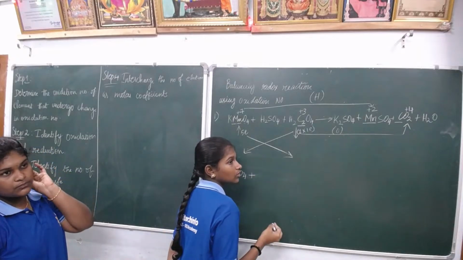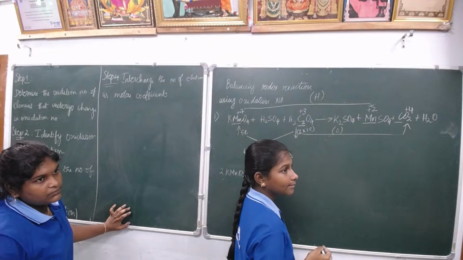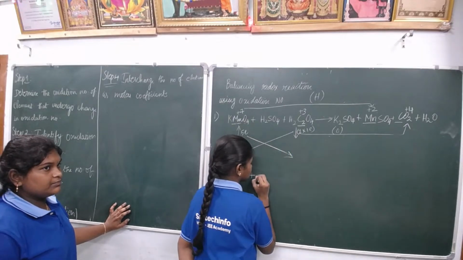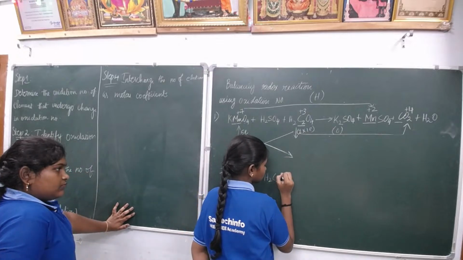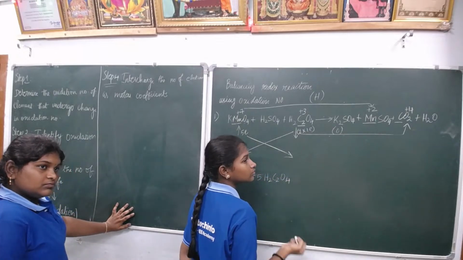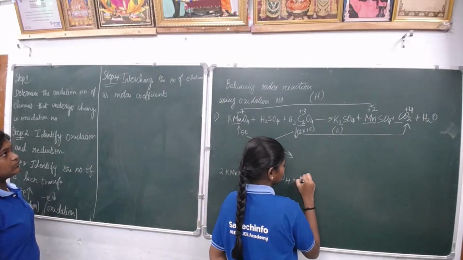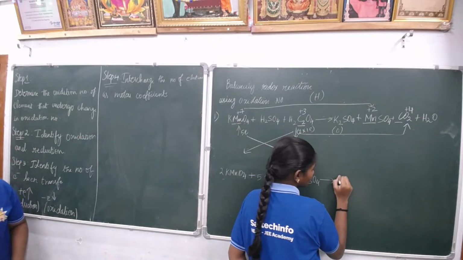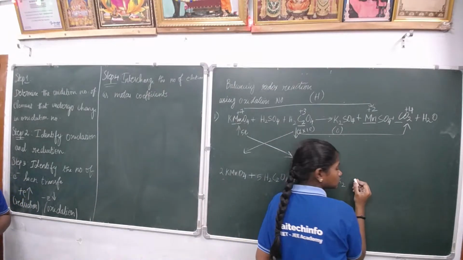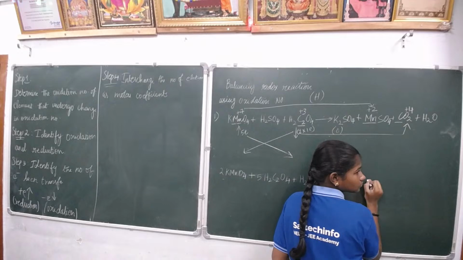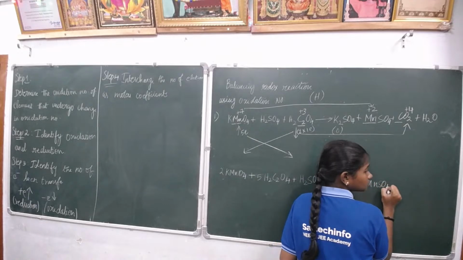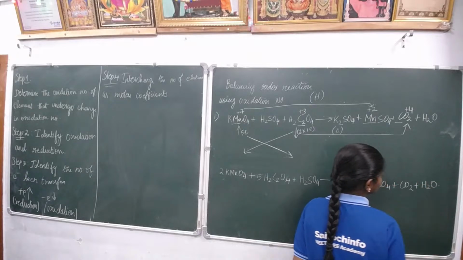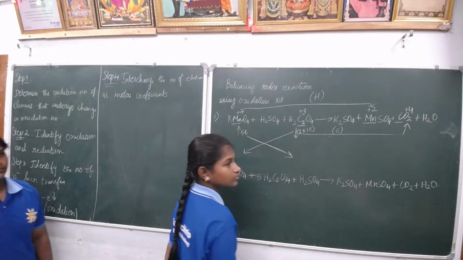And what about this manganese, 5 electrons? So this should be applicable to H2C2O4. So you can put 5 H2C2O4. Okay? 5 H2C2O4. Then you can put H2SO4 and the remaining: K2SO4, MnSO4, CO2 and H2O. Got it? So once you have interchanged the number of electrons, underline, you should not touch it unnecessarily.